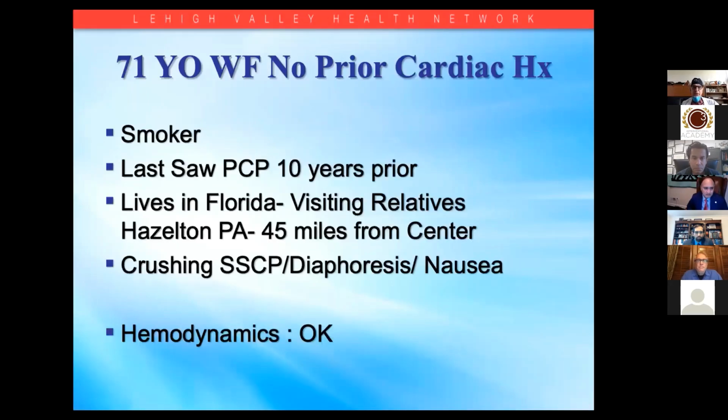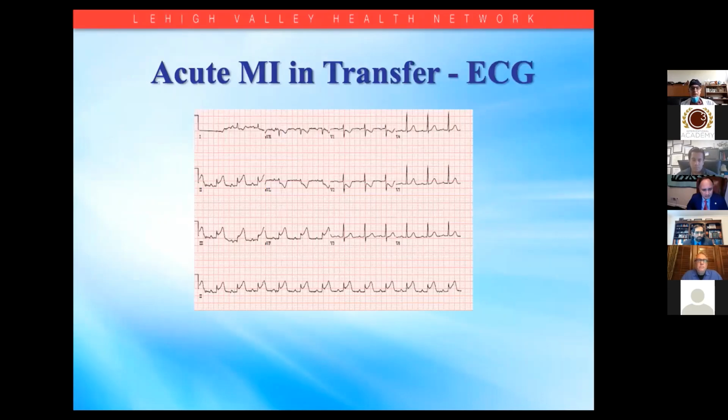This is a 71-year-old gentleman with no prior cardiac history. He's a smoker. He last saw his only doctor, his PCP, 10 years prior, and he lives in Florida. He was visiting relatives in Hazleton, PA, which is 45 miles, a long 45 miles from our center. He developed crushing substernal chest pain, diaphoresis, and nausea. His hemodynamics were stable. This is his subtle electrocardiogram.